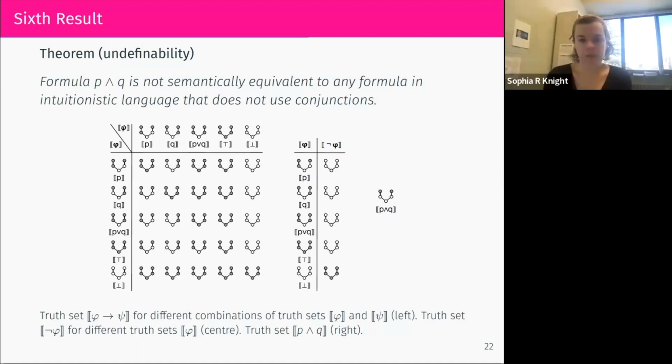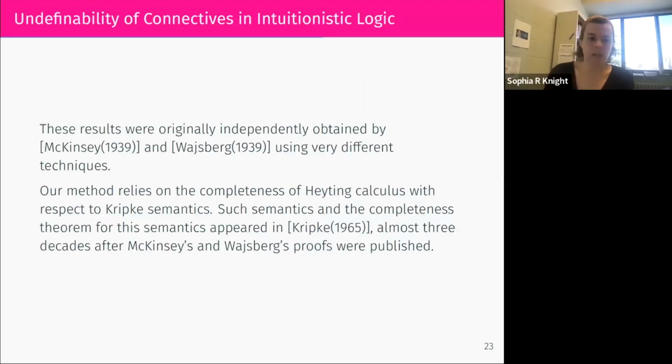So we just have some really simple, nice proofs of some classic results in intuitionistic logic that have been proven in different ways in the past, but this is nice and uniform and simple. And these results were proved in the 30s, but using really different techniques, I think based on topological models. And our proof does rely on the completeness with respect to Kripke semantics, which was proved later. So it's not like McKinsey and Tarski had access to this method exactly.